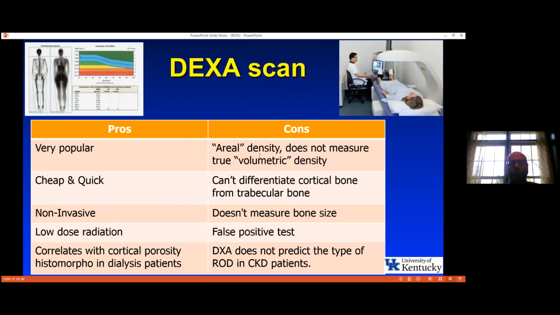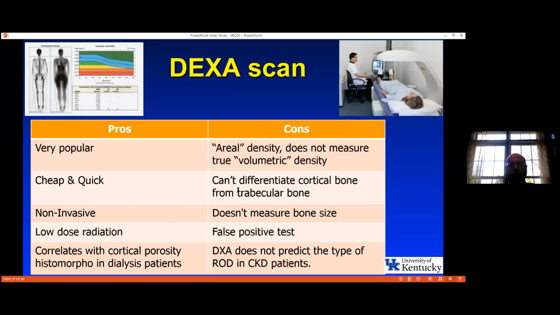But the problem of the DEXA scan is that it has a lot of limitations, especially in CKD and dialysis patients. It's only an areal density measurement. It doesn't measure the volume. You remember the BMD is grams of minerals per square centimeter. So it's not volumetric. To check the volume of the bone, you need to do a CT scan, a QCT scan. Instead of measuring grams per square centimeter, it will assess the volumetric nature. It will be grams per cubic centimeter, because of volume.